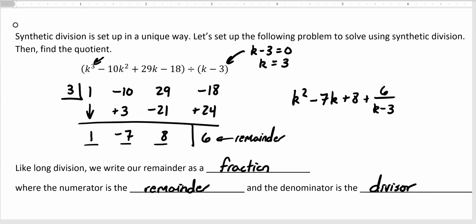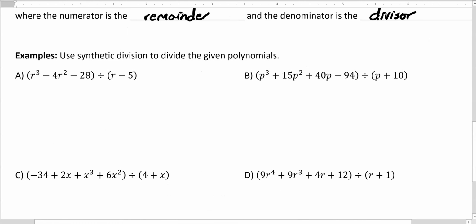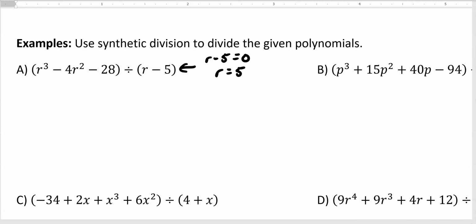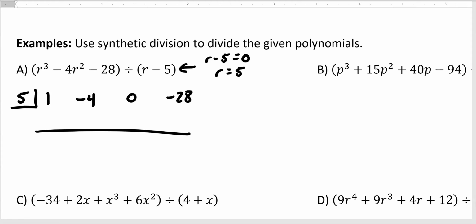Let's go through a few more to make sure we understand what's happening here. First I'm going to find what goes in the box. R minus 5 equals 0, which means r equals 5. So 5 goes in my box. Then I take my coefficients: 1, negative 4. Now notice I don't have an x term, so it's important that we put a 0 there, and then negative 28. Leave a space, draw a line, and then my remainder.